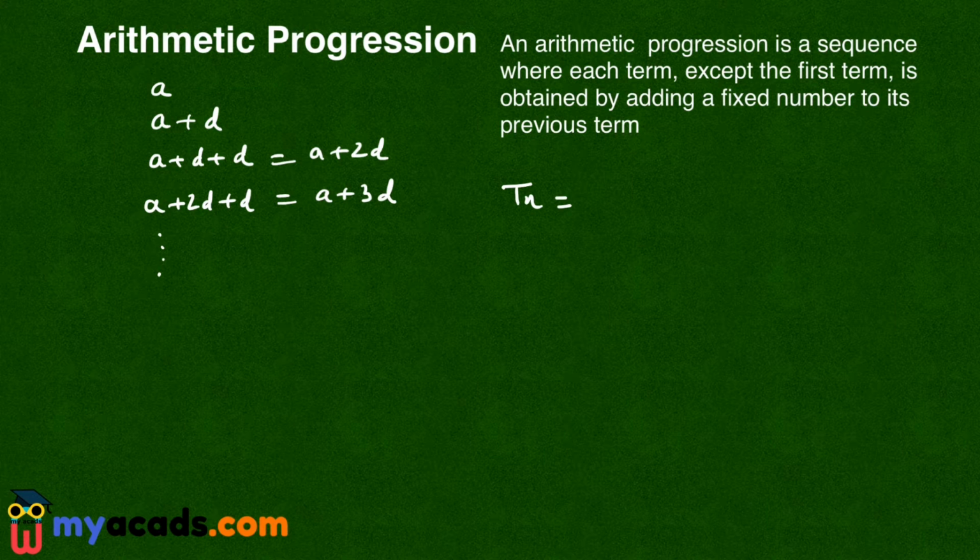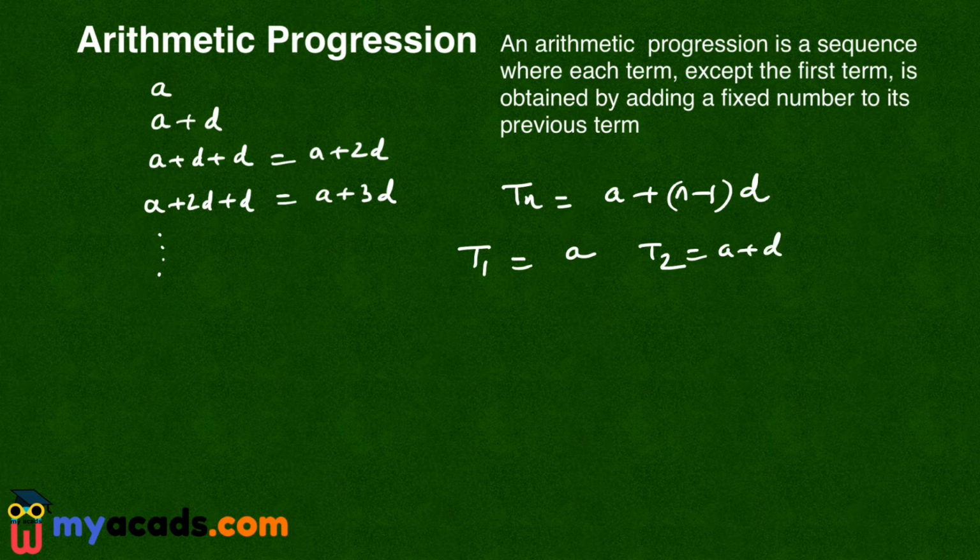My nth term is a plus n minus 1 into d. For example, my t1, when I put n equals 1, becomes a. My t2, when I put n equals 2, becomes a plus d. My t3 becomes a plus 2d. My t4 becomes a plus 3d, and so on.